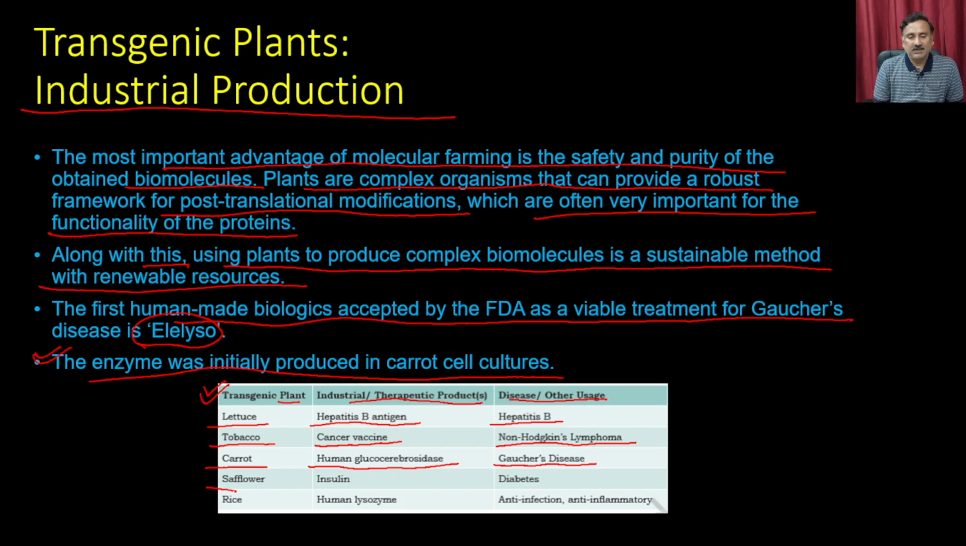Then we have safflower. Safflower is going to express insulin, and it is going to give you the cure or the management of diabetes. Then we also have rice, where you are going to express the human lysozyme, and it is going to be anti-infective or anti-inflammatory.